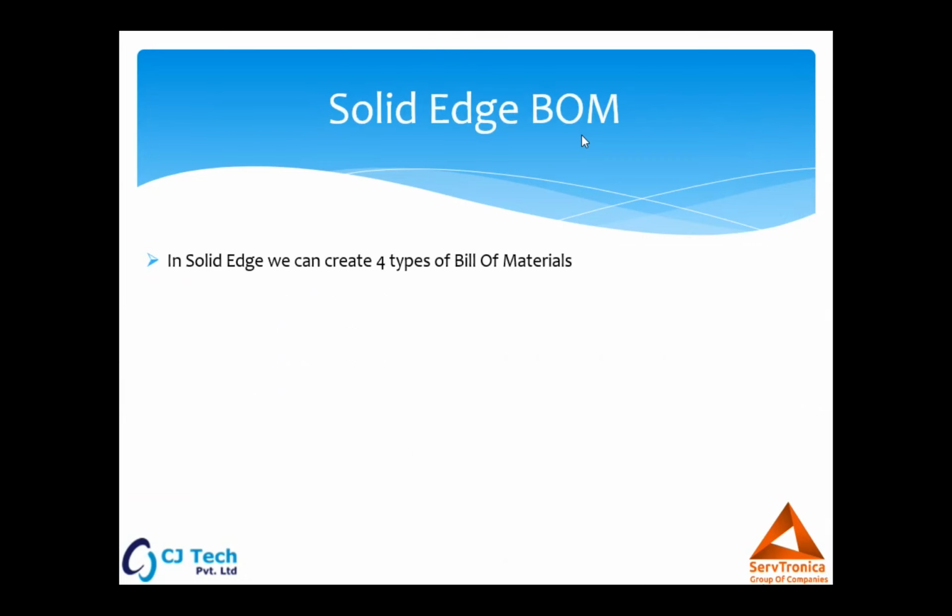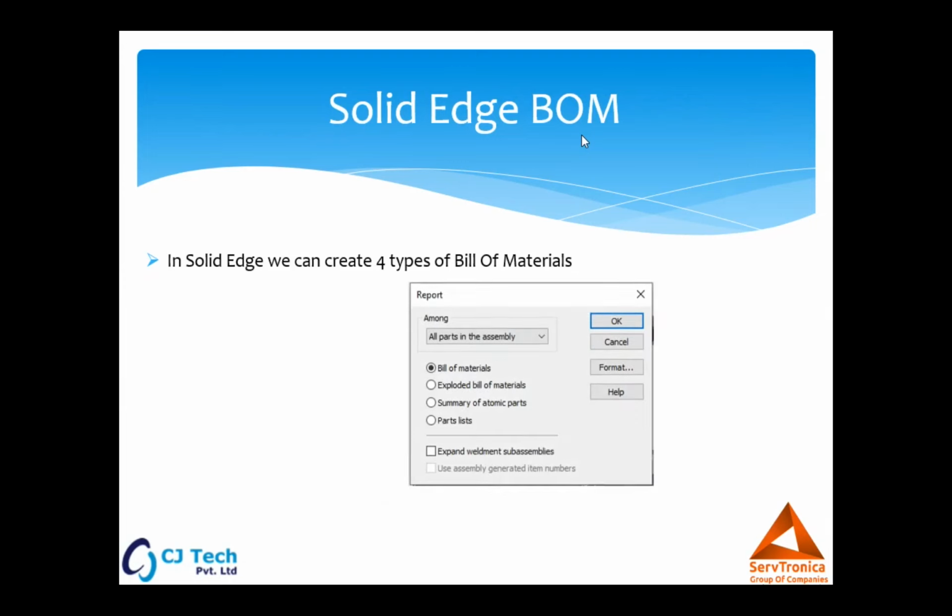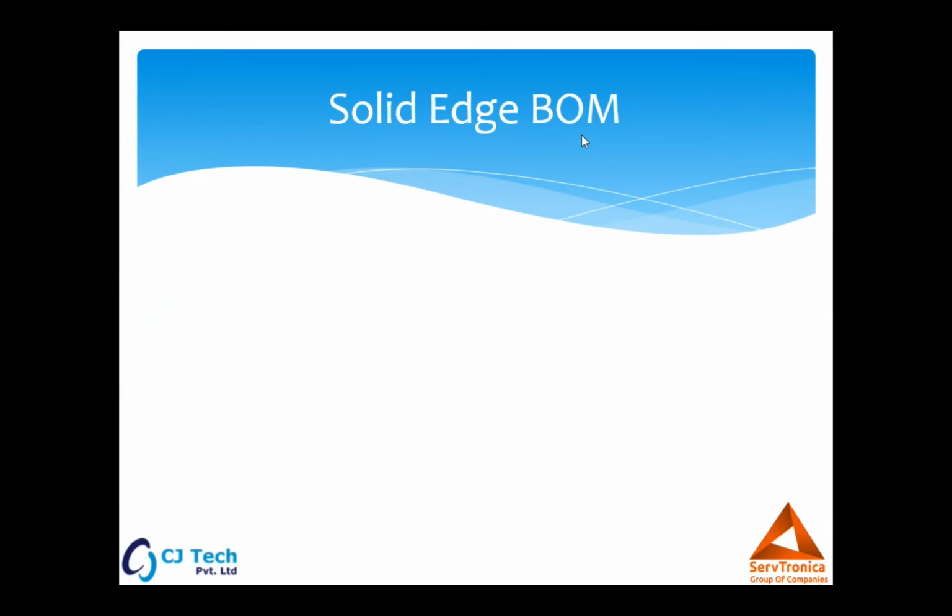All 3D CAD software do have some kind of inbuilt bill of material solutions, right? We have something in Solid Edge as well. In Solid Edge, we have four different types of bill of materials. One we call the part list BOM, one we call atomic part BOM, one we call exploded BOM, and one we call normal bill of materials, right?